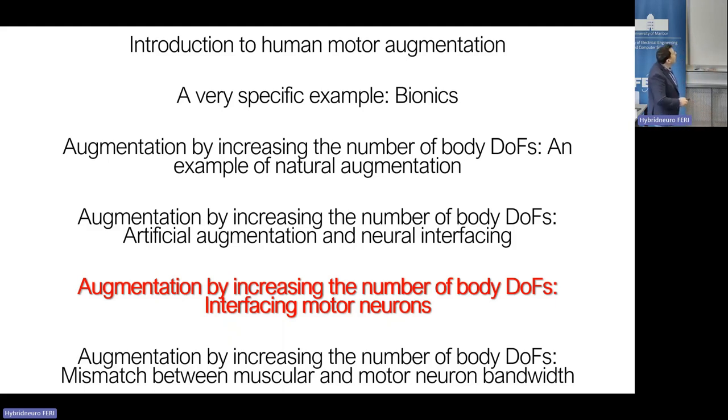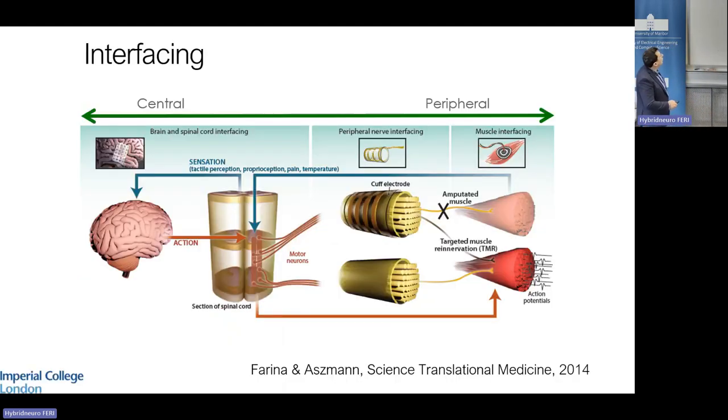Now we'll focus on humans and we will focus on a different type of interfacing. Before, we had looked at this type of interfacing, you see this an ECoG grid, and this was the study we just discussed of monkeys. And now we will mainly focus on interfacing motor neurons in the spinal cord. And as you know, motor neurons can be interfaced by measuring muscle activity. Because we have had the previous lecture, we will go much more superficially here.